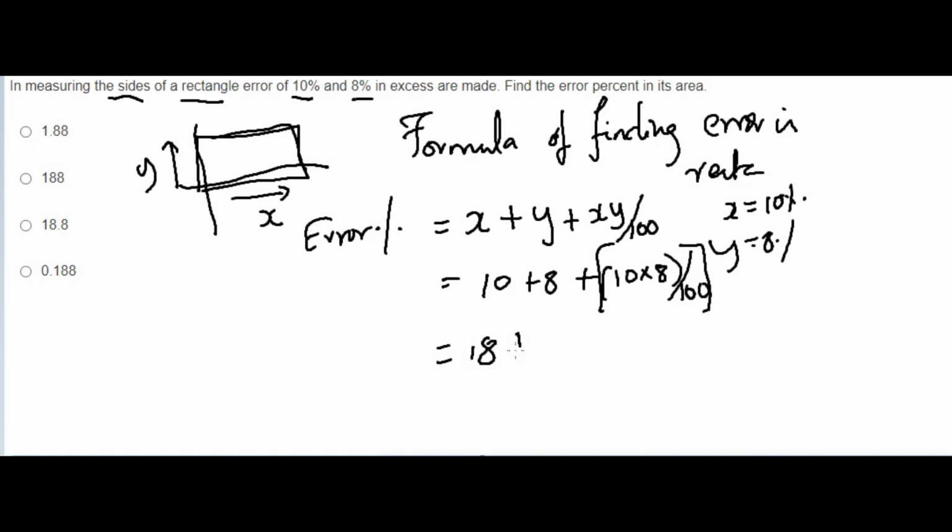Okay, just go for 18 plus. What is 10 into 8? 80 divided by 100. If you cancel, you get 8 by 10, which is 0.8. So it is equal to 18 plus 0.8, which is 18.8 in terms of percentage. So automatically you have to give the option as C. Okay, that's the answer. For any doubts, you can just make a comment in the comment box. Thank you very much.